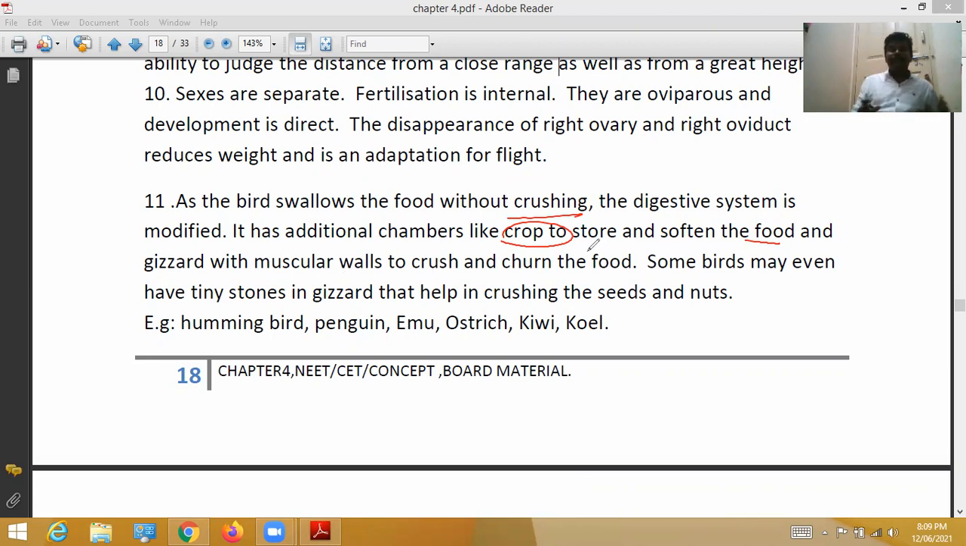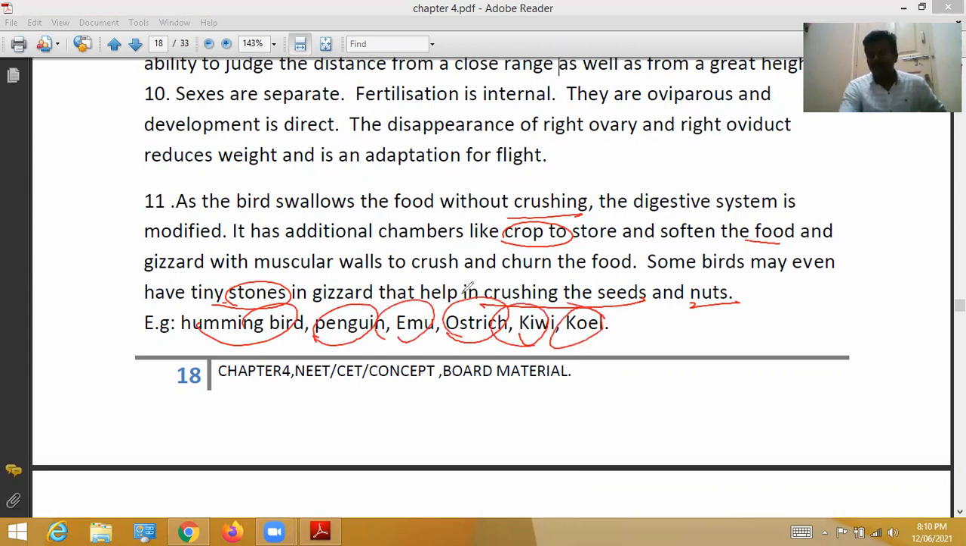In the birds, a kind of gizzard will be there. That gizzard contains stones. So those stones will crush and churn the food material. Some birds may even have stones in the gizzard. That's what I said. So that helps in crushing the seeds and nuts. Examples: hummingbird, penguin, emu, ostrich, kiwi, and quail.